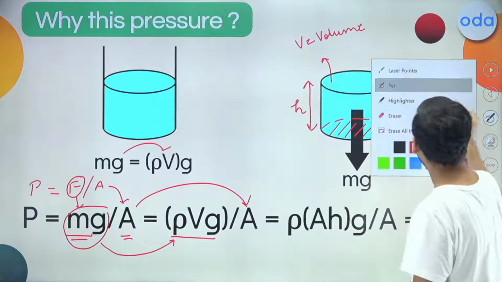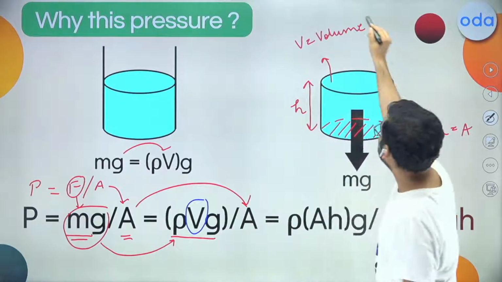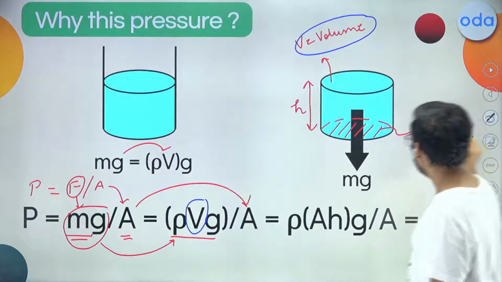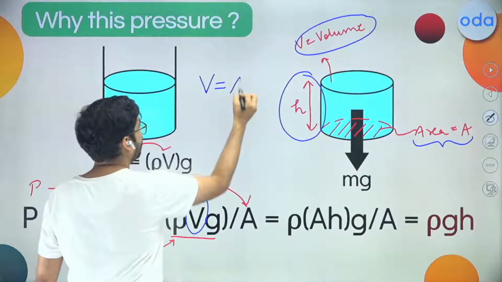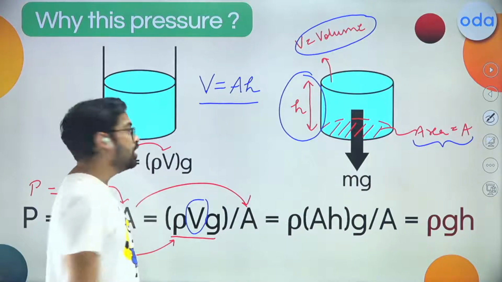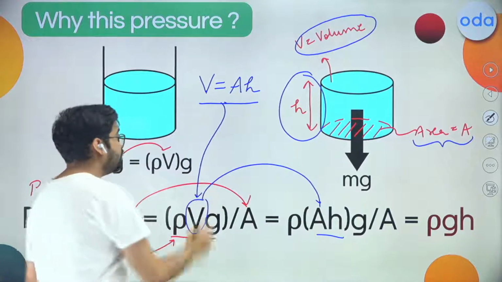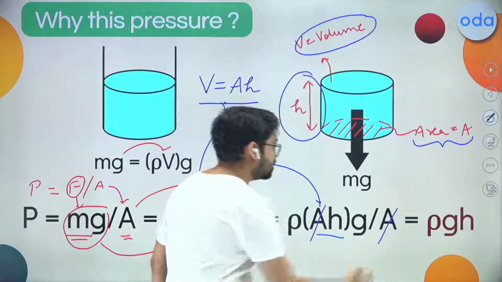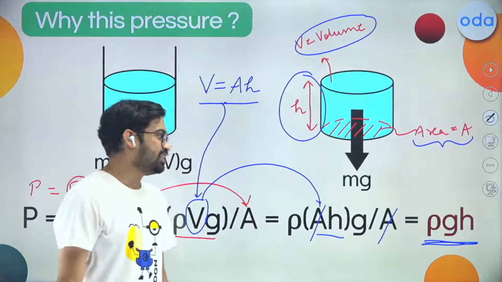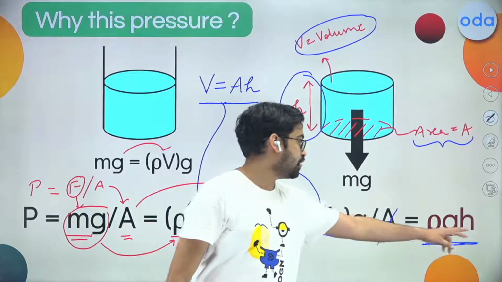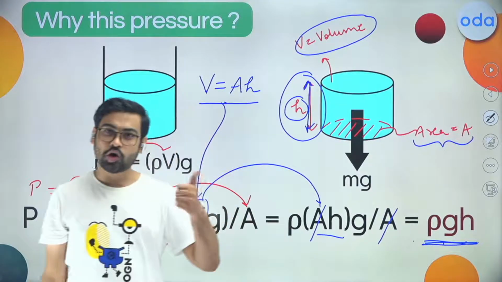And now comes the final trick. This is somewhat magic, but you'll have to believe me that this volume can be written in terms of area A and in terms of height H. How will I write it? I'll simply say volume equals area into height. And once I have put this value of V as AH, this A and A cancel out and you get the final pressure as rho gh, or some people will call it dgh. That is density into acceleration due to gravity into height. That is this column. So that is why we were talking about liquid column first.